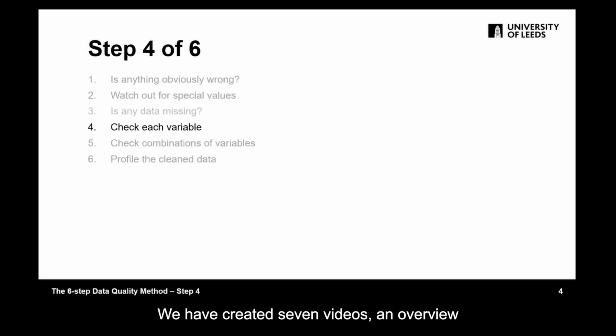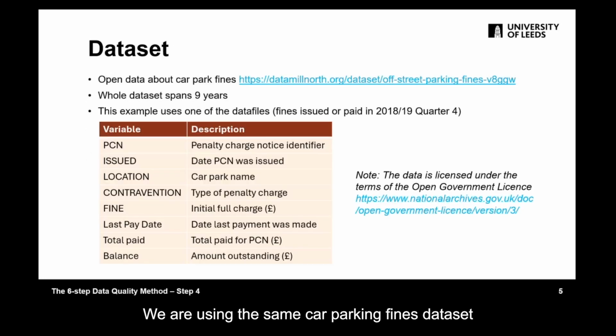We have created 7 videos, an overview as well as a different video for each step. This video shows you how to do step 4 in a worked example. We are using the same car parking fines dataset as step 1. The whole dataset spans 9 years, but in the example, as in step 1, we're using just one of the quarters. So that's fines issued in January to March 2019.